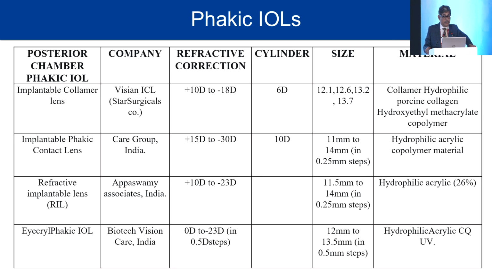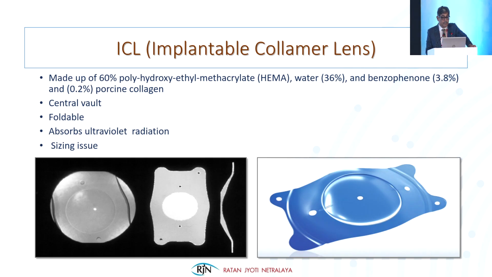Then Appasamy comes up with their RIL, also +10 to -23. Another good lens is iCryl from Biotech, which comes from 0 diopters to -23 diopters in 0.5 steps, and the sizing is from 12 to 13.5. Except for the ICL from Star, which is made of polymer, the other lenses are made of hydrophilic acrylic copolymer material.